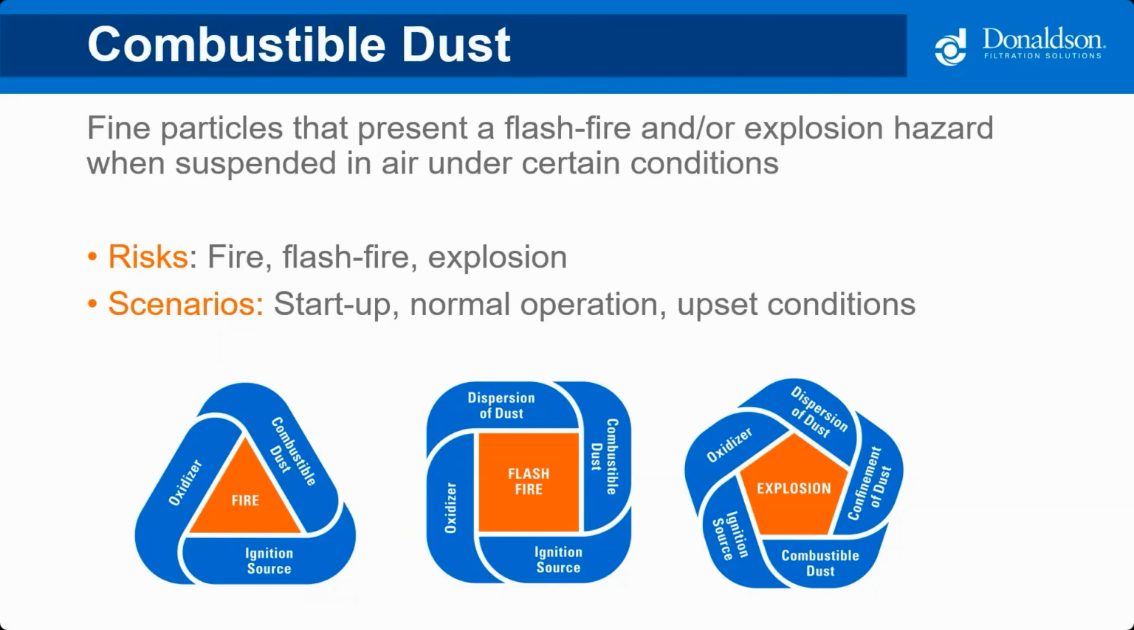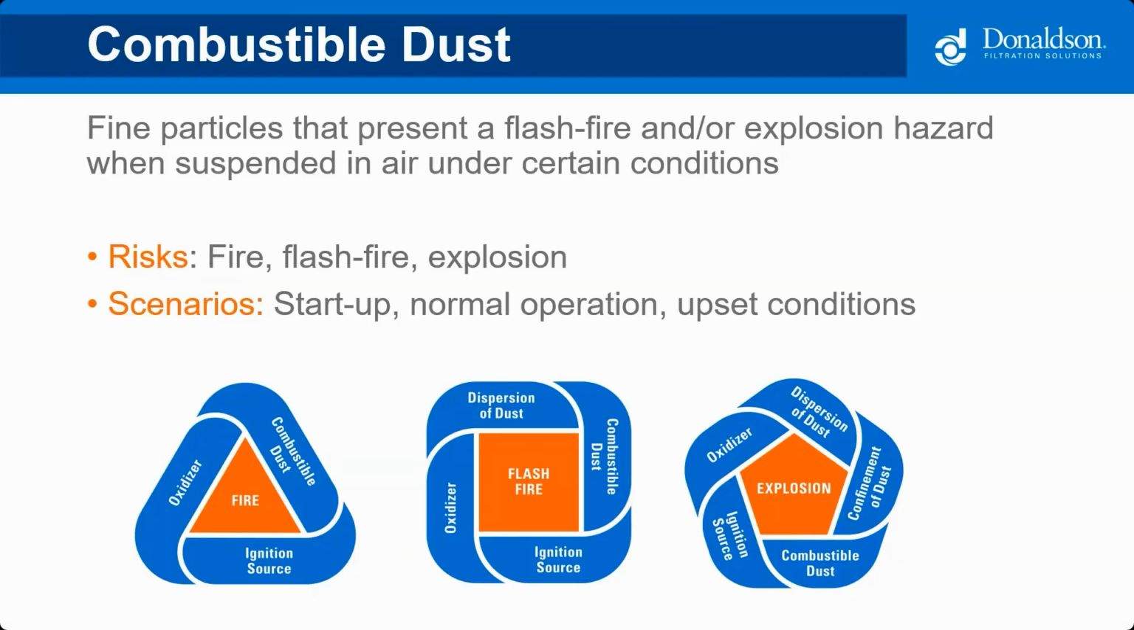If we move left to right and look at that center graphic, you'll notice that if we add in the dispersion of dust, which typically occurs with a lot of these dust collectors or pulse jets, where we're pulsing those filters with air, dispersing the dust, then you get the potential for a flash fire. And that's a fire that spreads by means of a flame front, rapidly burning through some form of fuel or your combustible dust without the production of a damaging pressure.